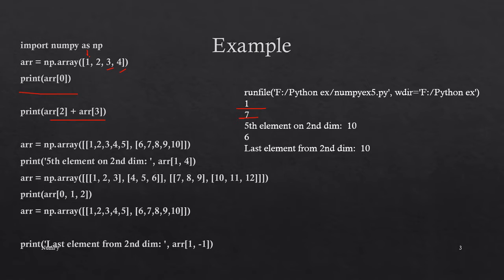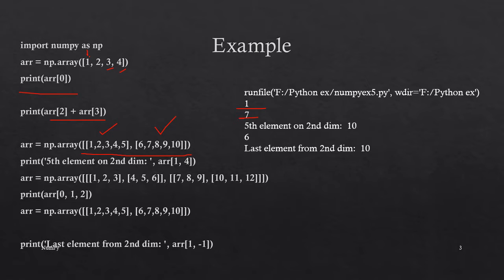In the next statement, again we are creating an n-dimensional array. But there's a change in this n-dimensional array. See, it has 2 dimensions. This is the first index and this is the second index.